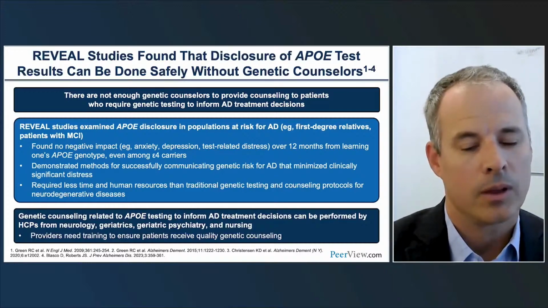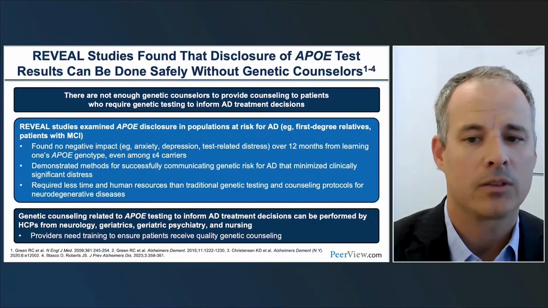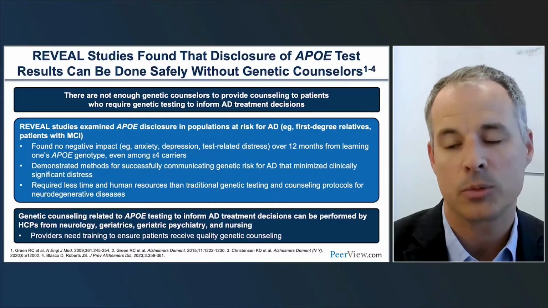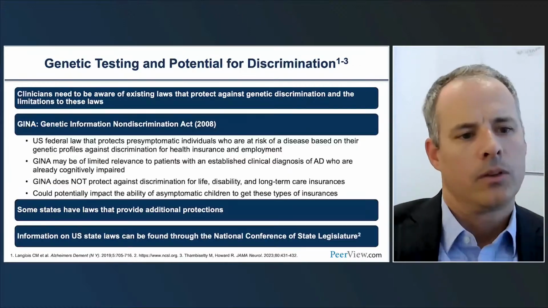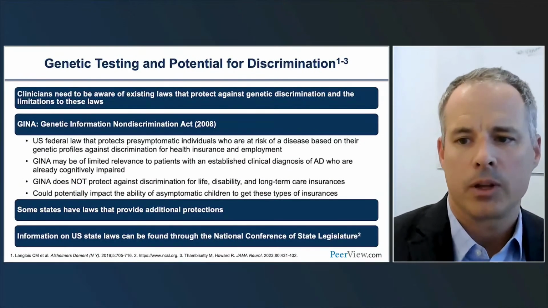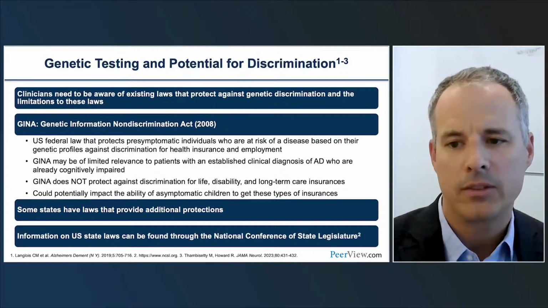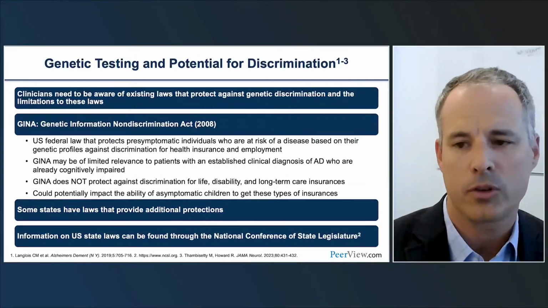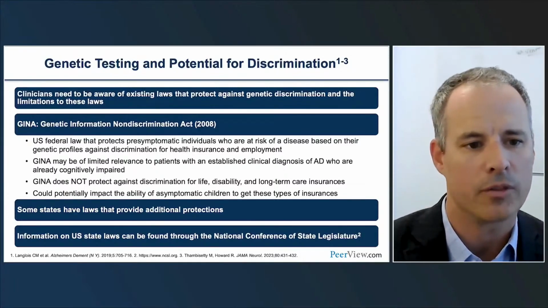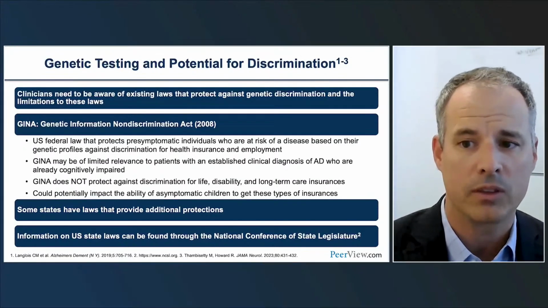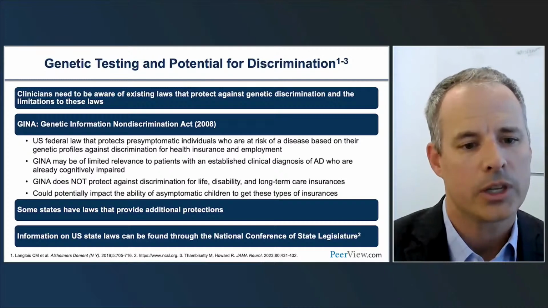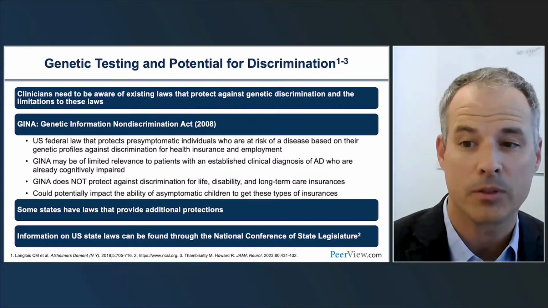So I think that if you have availability of genetic counseling and there's patients that are really concerned about this issue, particularly family members, then it's certainly appropriate to use that. So one of the most important things about genetic testing is this potential for discrimination. This is a concern that patients often have. And I think clinicians need to be aware of the existing laws which can protect patients, but the limits of those protections.